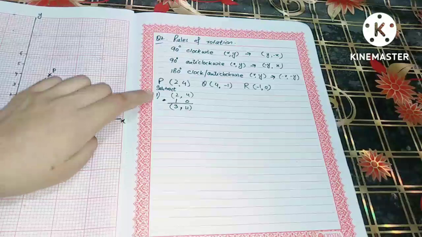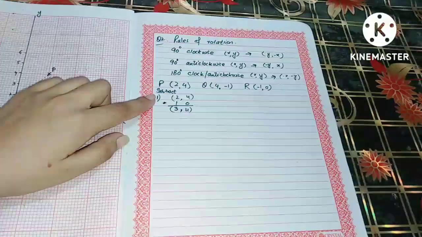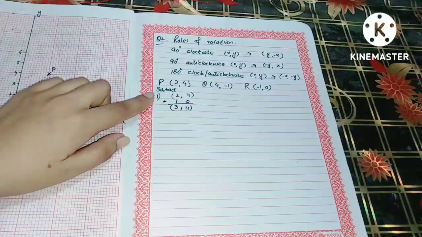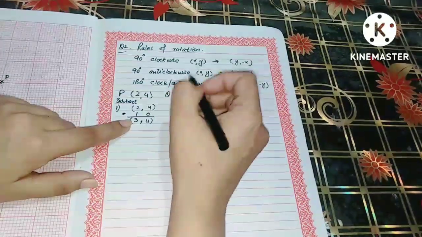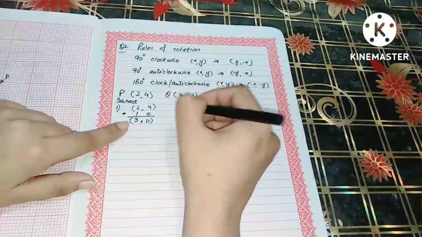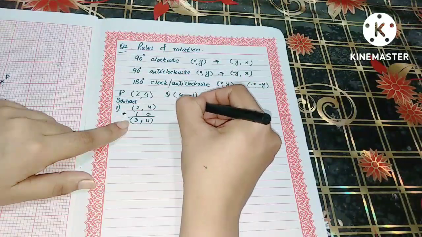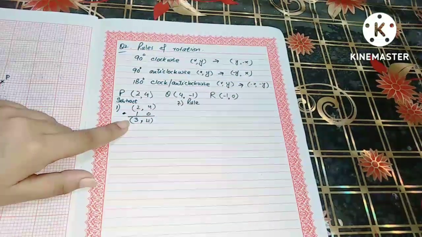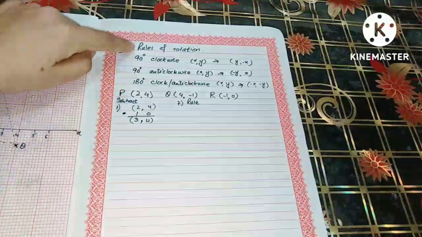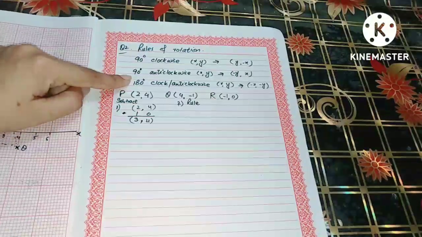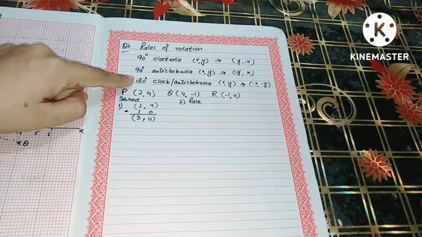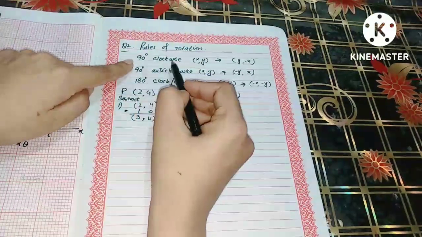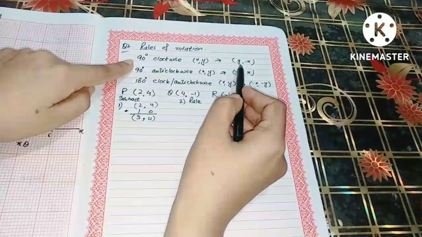The second step is you have to follow the rule. And what is the rule? I have told you these 3 rules. In part 8, the question says you have to rotate it under a clockwise rotation of 90 degrees. So for 90 degrees clockwise, (x, y) will become (y, -x).